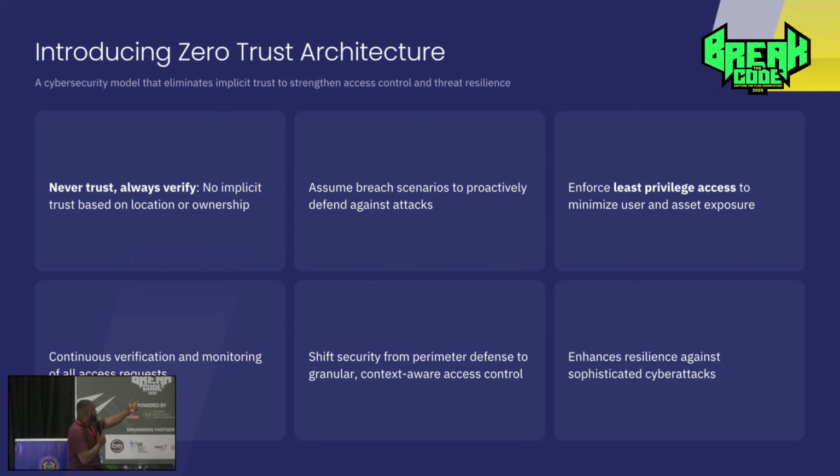Now, the introduction of ZTA, or Zero Trust Architecture, what is it about? This is a cybersecurity model that eliminates implicit trust. It means this model says, don't trust anybody. And when you adopt ZTA, it strengthens security. So what is the first principle? Never trust, always verify. So no implicit trust based on location or ownership.